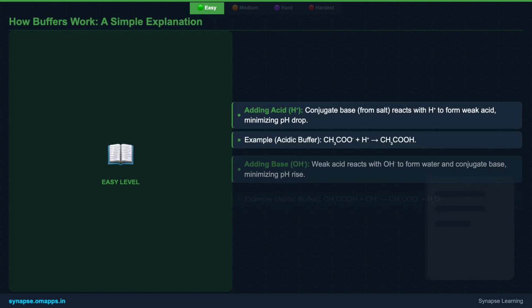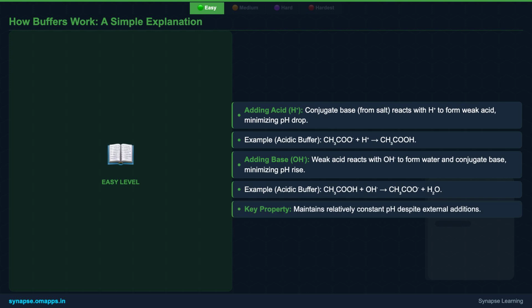Now, let's simplify how these buffers perform their magic. Imagine an acidic buffer. If you add a tiny bit of acid, the conjugate base component quickly mops up those extra H+ ions, preventing a big drop in pH. Conversely, if you add a tiny bit of base, the weak acid component reacts with your OH- ions, again keeping the pH relatively stable. This balancing act is the core principle. The main takeaway is their incredible ability to maintain a relatively constant pH, which is vital in countless applications, from our own bodies to industrial processes.